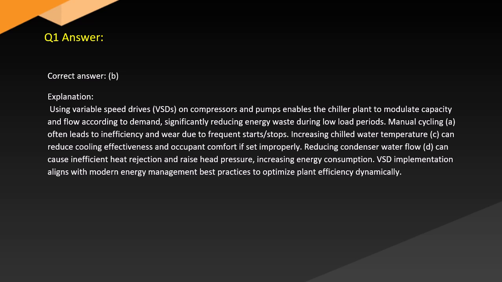Answer. Correct answer: B. Explanation. Using variable speed drives (VSDs) on compressors and pumps enables the chiller plant to modulate capacity and flow according to demand, significantly reducing energy waste during low load periods. Manual cycling often leads to inefficiency and wear due to frequent start-stops.